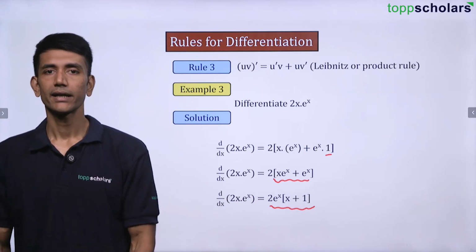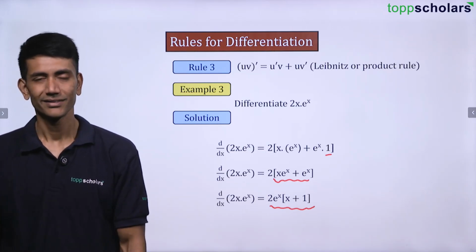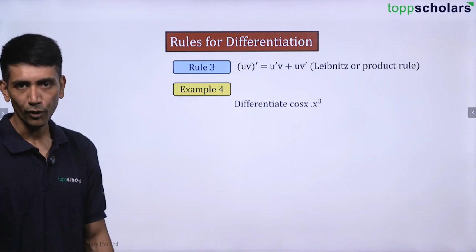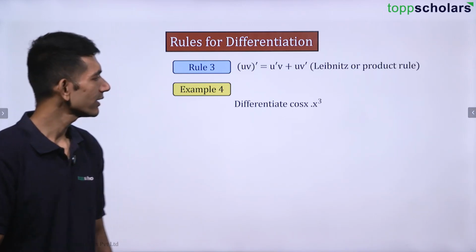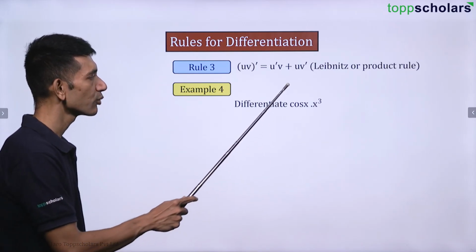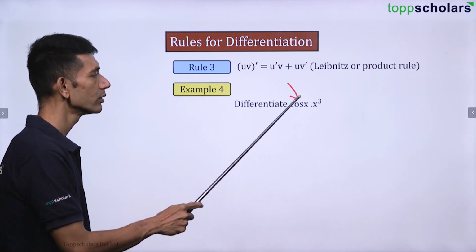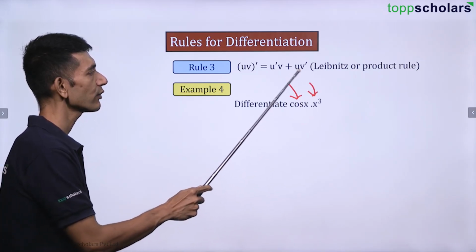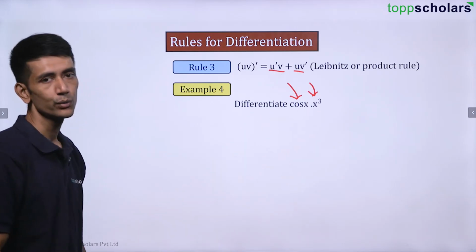I hope you're understanding how to use the product rule here. Clear? Okay. So we have one more question on the product rule. No problem. So here we have cos x multiplied by x cube. So cos x is your u, x cube is your v. Correct? Then u derivative of v plus v derivative of u.